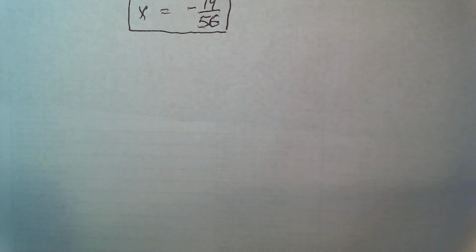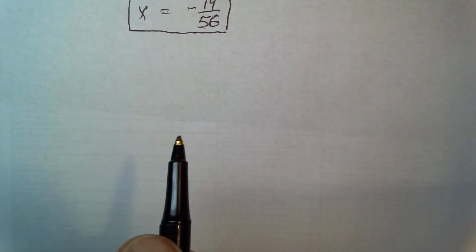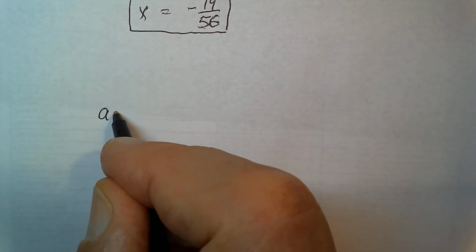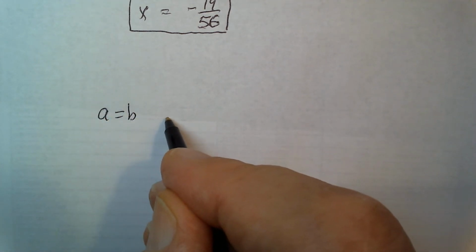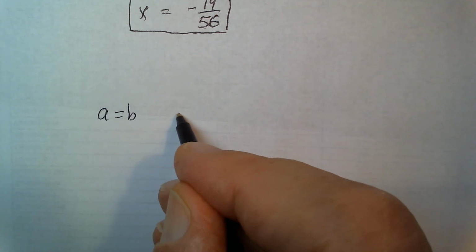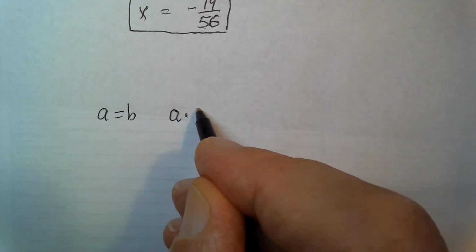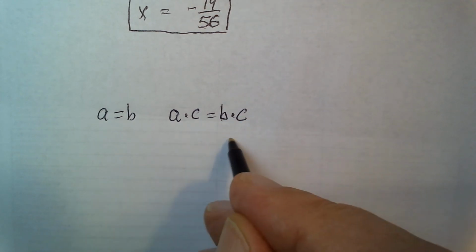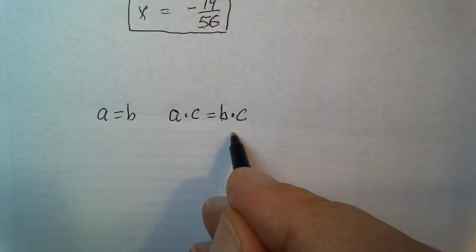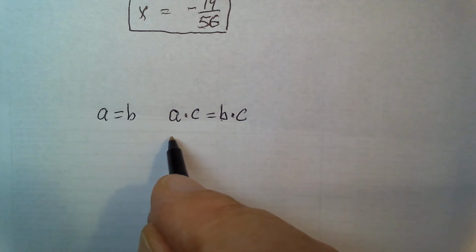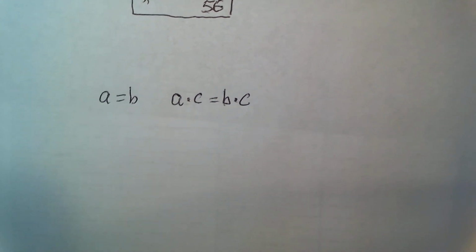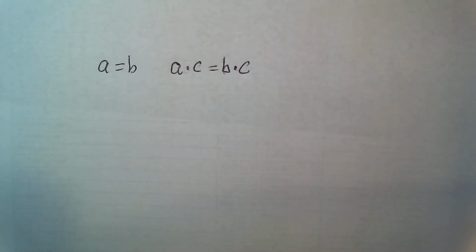Next, we want to do some examples of the multiplication principle. And remember, the multiplication principle says that if a equals b, and if c is a non-zero number, then multiplying both sides of the equation by the same factor will give us an equivalent equation. In other words, this equation will have the same solution set as this one does. So how do we use that particular property when we solve equations?